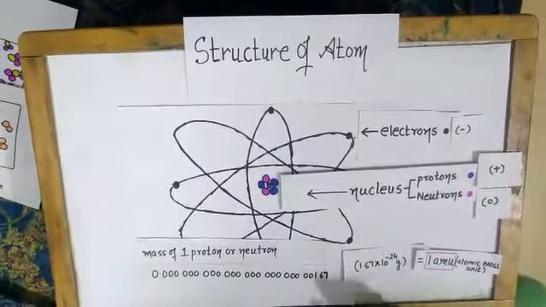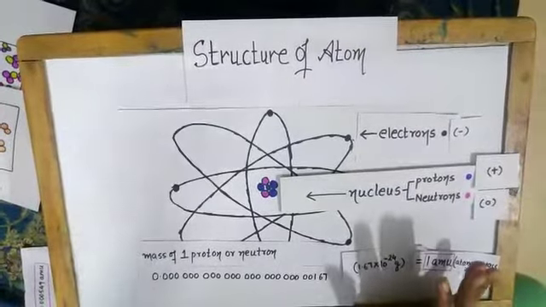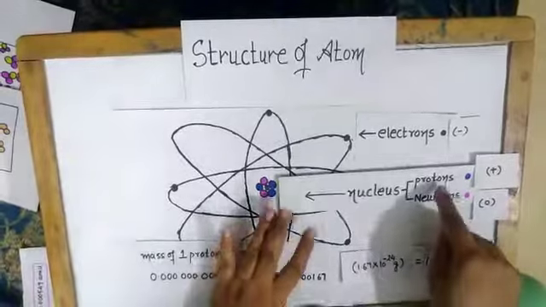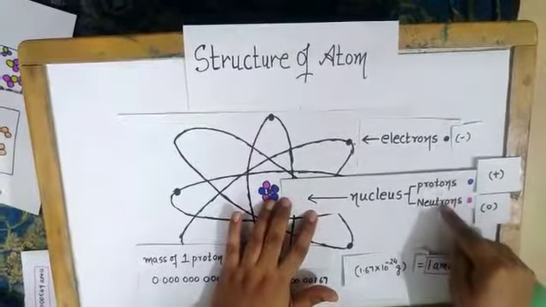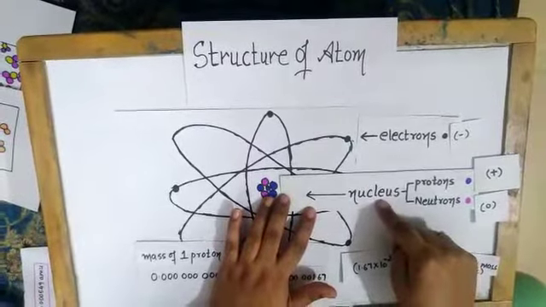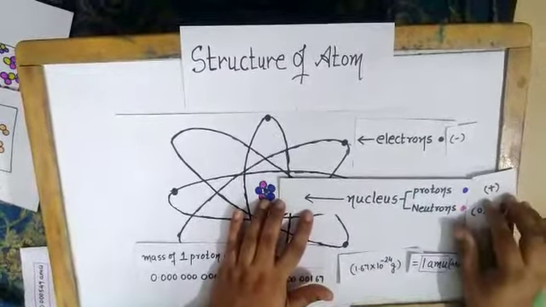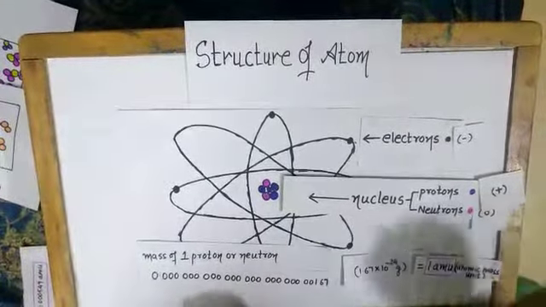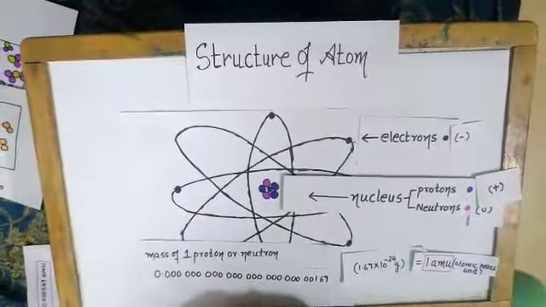In the end, I would like to summarize this entire topic. Atom is made up of three types of subatomic particles: protons, neutrons and electrons. Protons and neutrons are present inside the nucleus, whereas electrons are present in an orbit and they are revolving around the nucleus. Charge on proton is positive, neutron has no charge, and electrons are negatively charged particles.